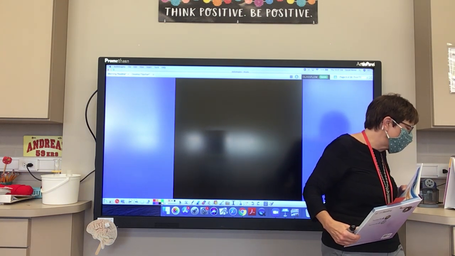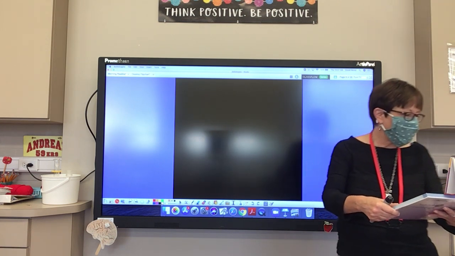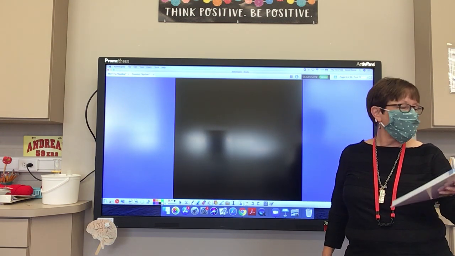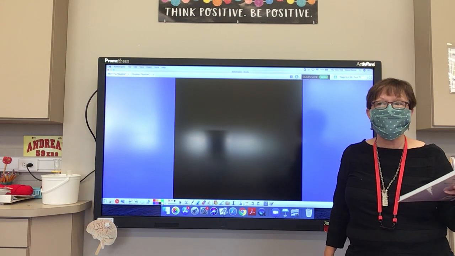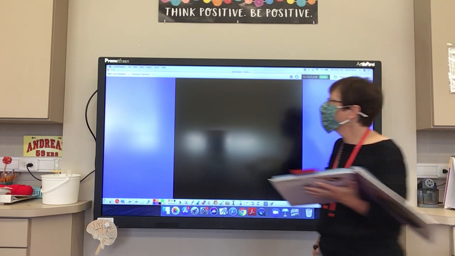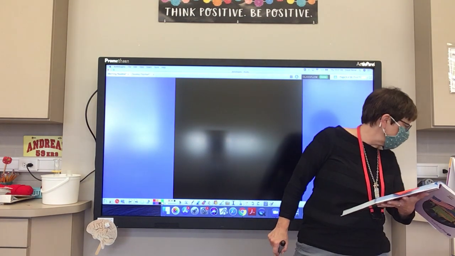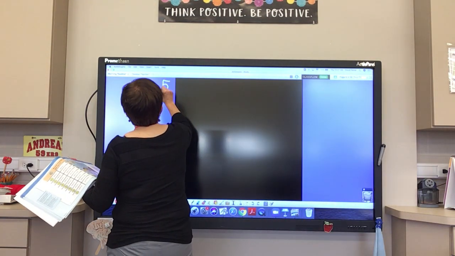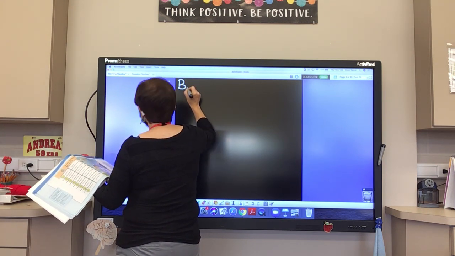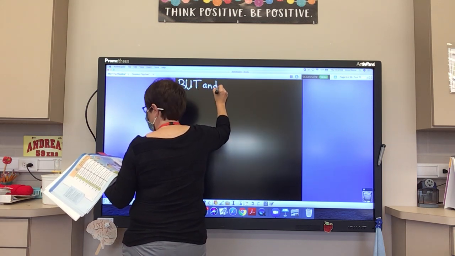Which words on this page stand out from the other words? Look on page 84 and 85, which words stand out on page 85? Mikey? But. Any other word? And did. And did, but and did, we're at number 5. So but, and it's written all in caps, right? But, and did.